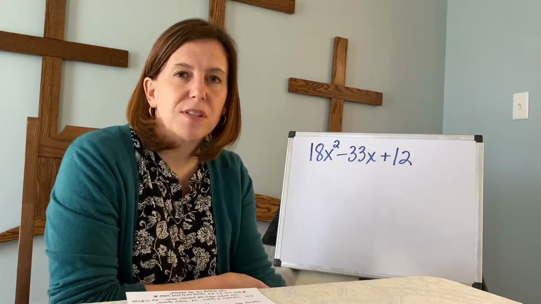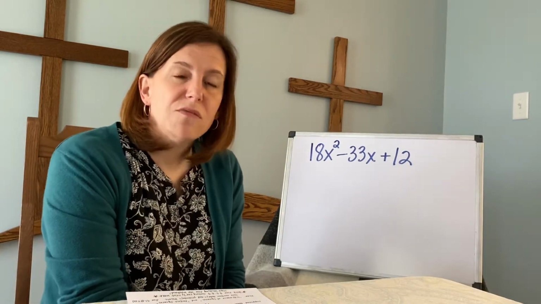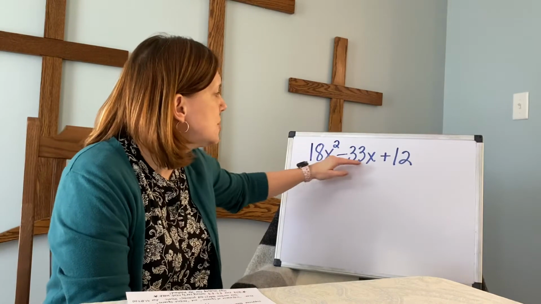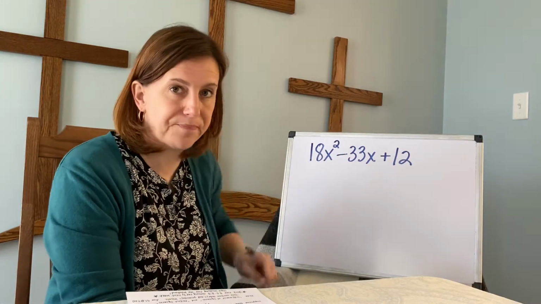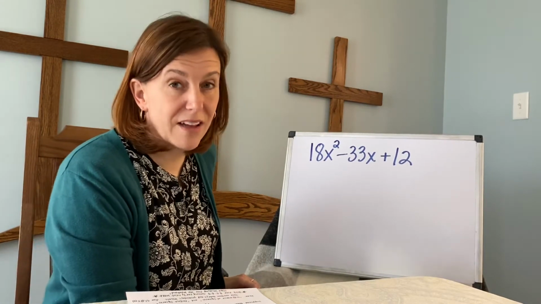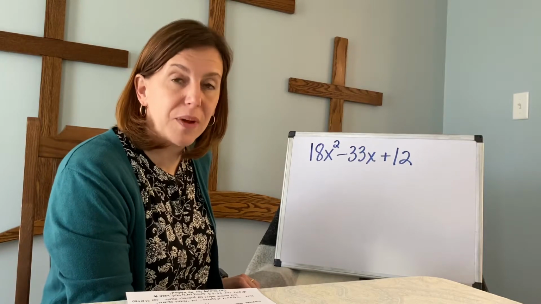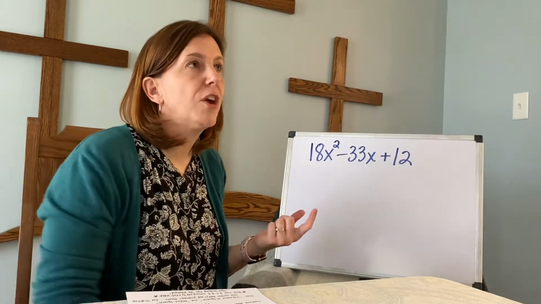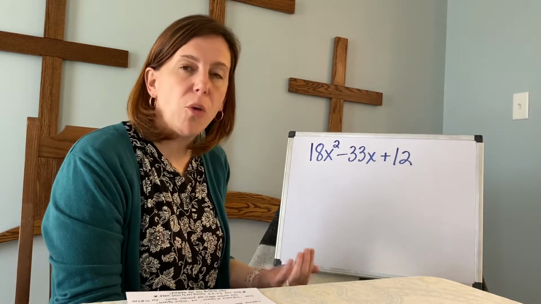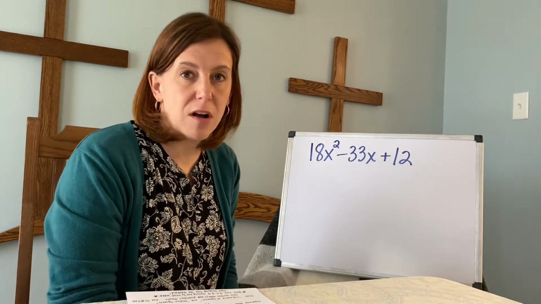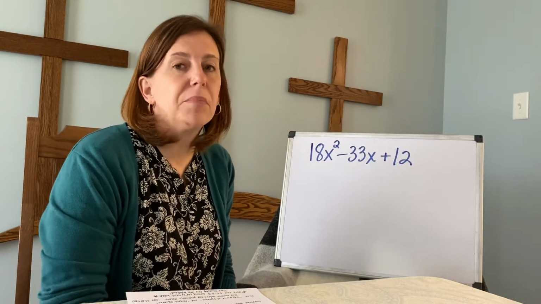Guess what? There's something that we haven't had to do yet so far. What do you notice about each of these three numbers? 18, 33, and 12. Well, they have a common factor. They are all divisible by 3. So step 1, when we are factoring quadratics or polynomials, we should always be looking for a greatest common factor. In this case, my greatest common factor is simply 3.